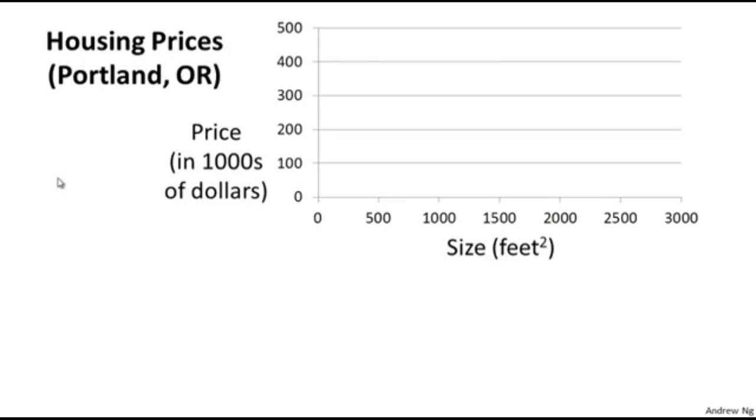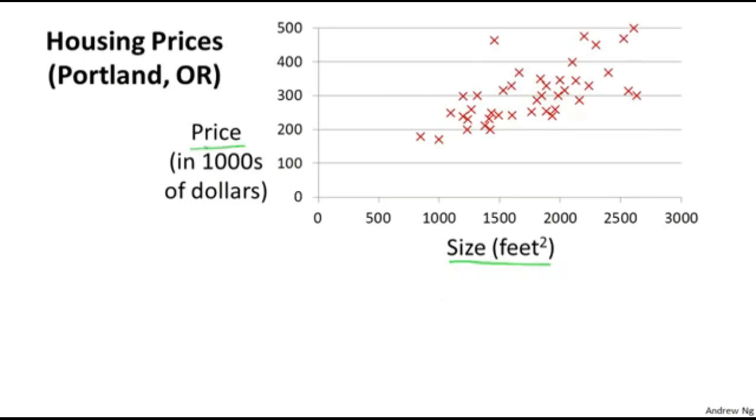We're going to use a data set of housing prices from the city of Portland, Oregon, and here I'm going to plot my data set of a number of houses that were of different sizes that were sold for a range of different prices. Let's say that given this data set, you have a friend that's trying to sell a house, and let's say your friend's house is of size 1,250 square feet, and you want to tell them how much they might be able to sell the house for.